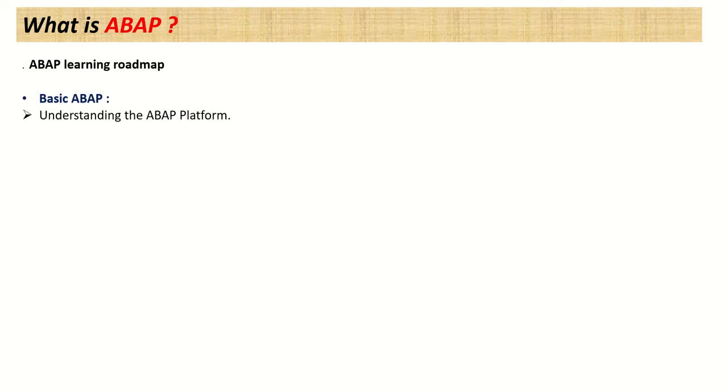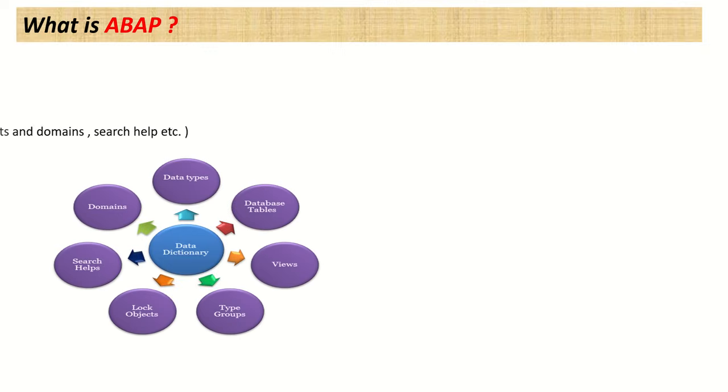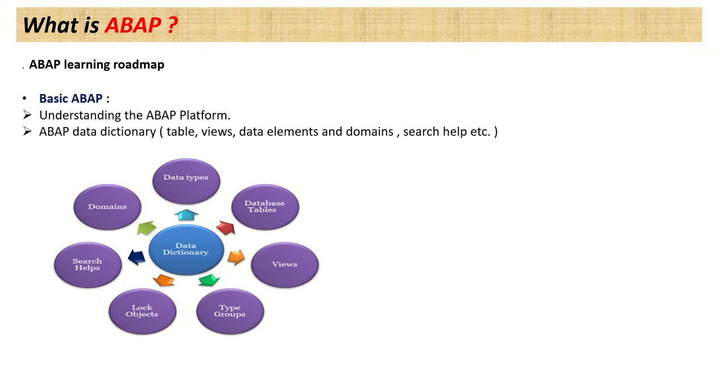Now, what is the roadmap to learn ABAP? When we are starting our ABAP journey, very first we have to understand the ABAP platform, how ABAP development is done: which software, which editor, which object we have to use. So first get ourselves familiar with the ABAP platform. Second, we have to learn the ABAP data dictionary. There are tables, views, data elements, domains, lock objects, search help. Different objects are there under the ABAP data dictionary.